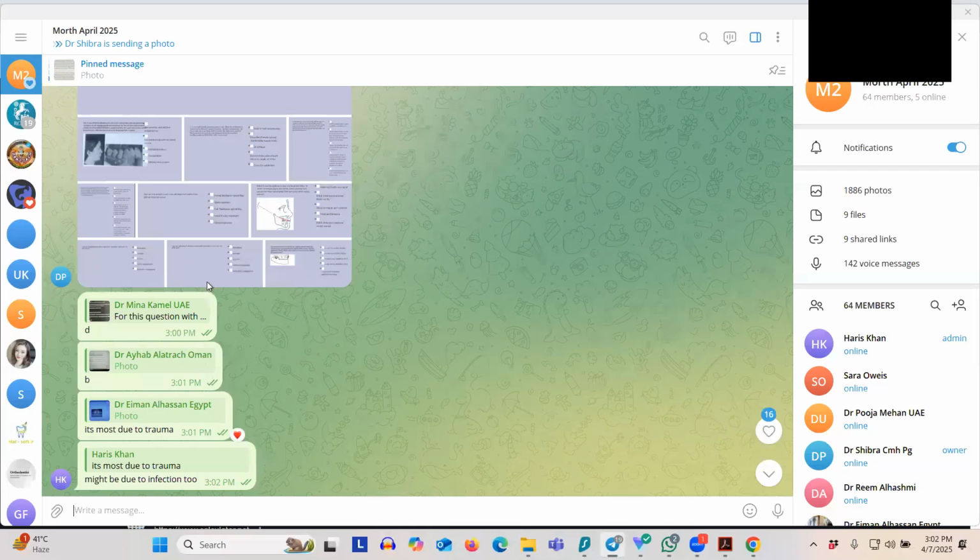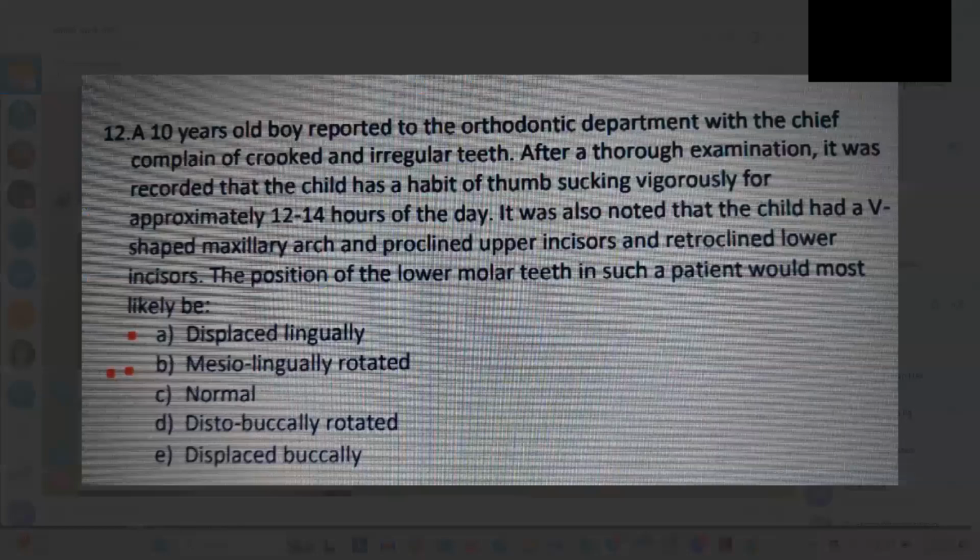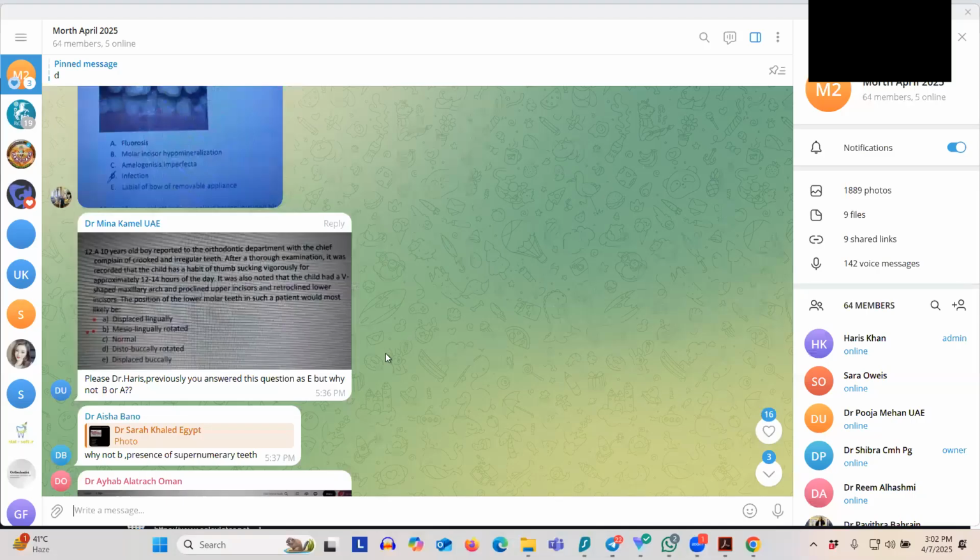A 10-year-old boy reported to orthodontics with the chief complaint of crooked irregular teeth. After thorough examination, it was recorded that the child had been thumb sucking vigorously for approximately 12 to 14 hours a day. It was also noted the child has a V-shaped maxillary arch and proclined upper incisors and retroclined lower incisors. The position of the lower molar teeth should be like we decided. We have solved this question. Yeah, option E.